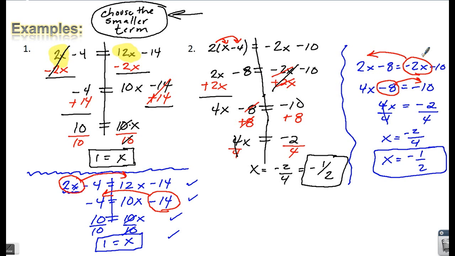But whichever side you want to choose, whether you want to do it this way like I just showed you, or the traditional way, the way you've been taught, either way works. Okay, let's go on to examples 3 and 4.